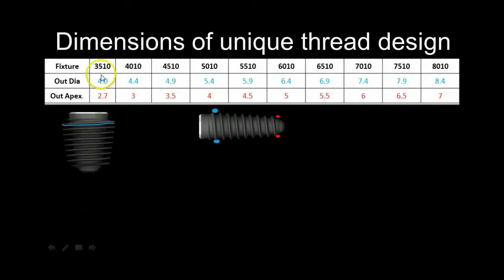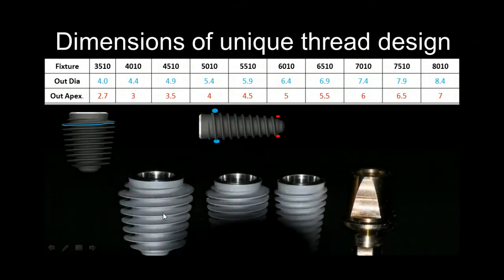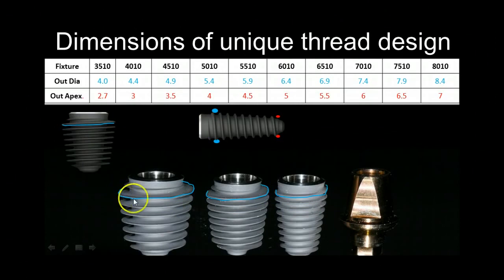Your 3.5's outer diameter is actually 0.5 millimeters bigger at the top thread, so that makes it a 4 millimeter diameter. So your top thread is right here. The 4.0 is 4.4, 4.5 is 4.9. So the rest of them from 4.0 on are 0.4 millimeters bigger only at this thread right here. And again, that is because of the nature of extraction sockets. You want to make sure you get that extra stability in extraction sockets. So that's basically a built-in insurance policy for you to be able to get great stability in an extraction socket as well.